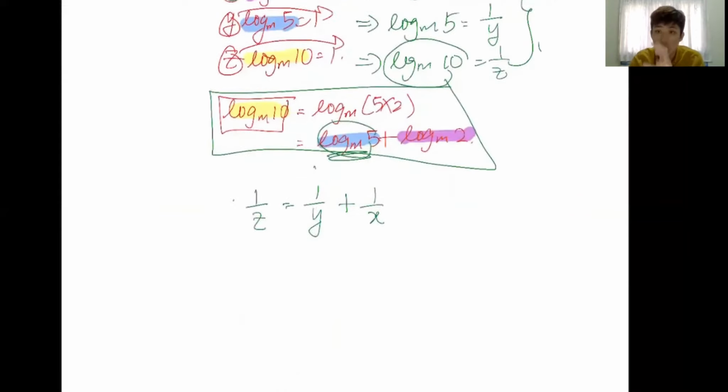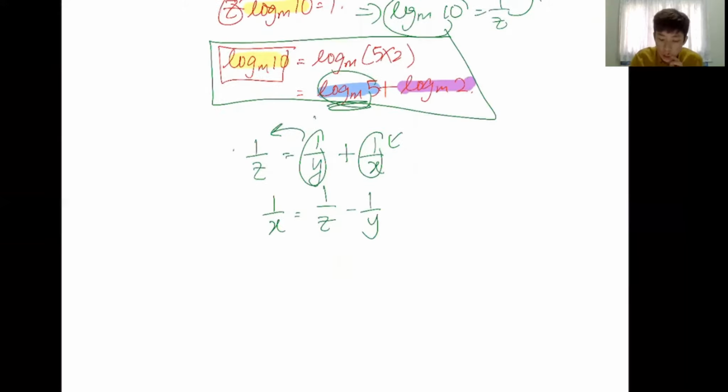That means I want x on the left and y, z on the right. So to do that, I leave x. I leave 1 over x. Do you see whether you understand or not? 1 over x equals 1 over z minus 1 over y. Basically, I just shift this 1 over y to the left. So I've isolated this x, 1 over x basically. Then I just switch the position left and right. Okay, then I got this.